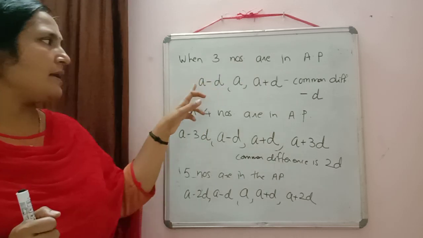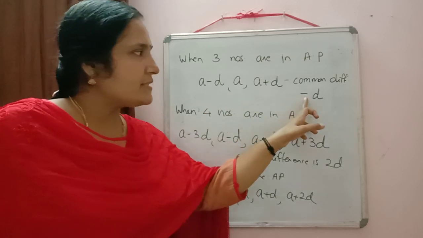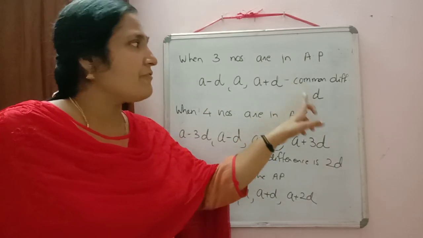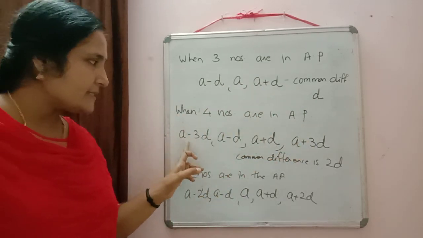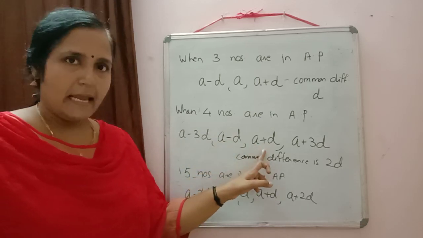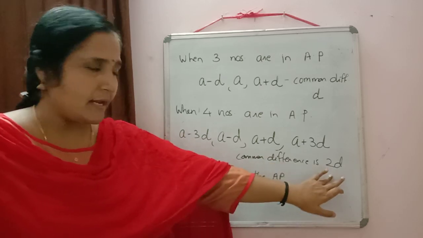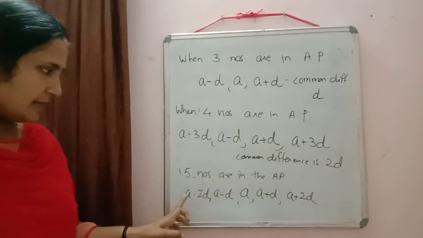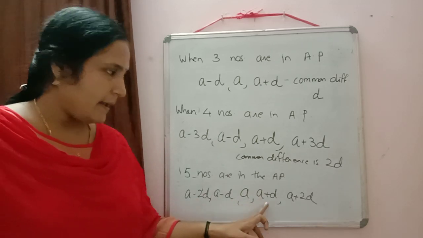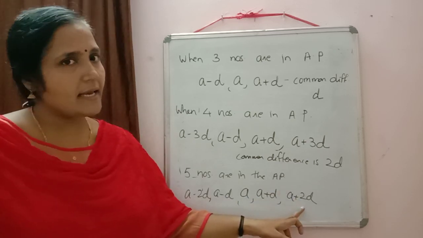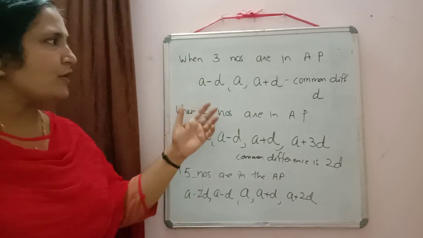If 3 numbers are in AP, we will take the numbers as A minus D, A, and A plus D, and common difference is D. Not minus D, common difference is D. If 4 numbers are in AP, we will take the numbers as A minus 3D, A minus D, A plus D, A plus 3D, and in this case our common difference is 2D. If 5 numbers are in AP, then we will take the numbers as A minus 2D, A minus D, A, A plus D, and A plus 2D. Clear? Please note down all these concepts there. By using these concepts only, we are going to solve.